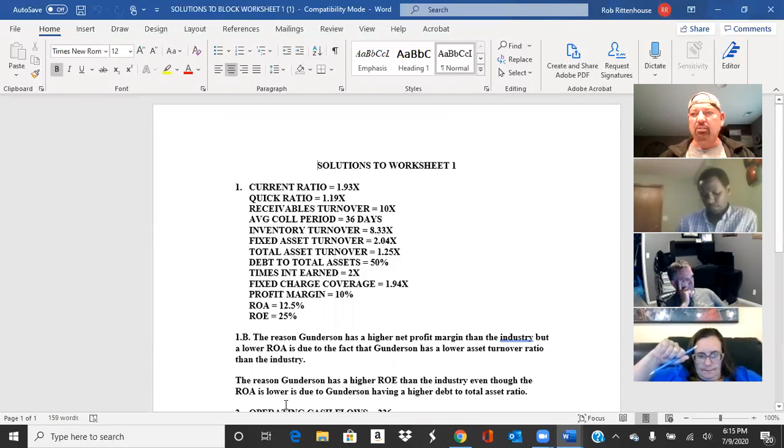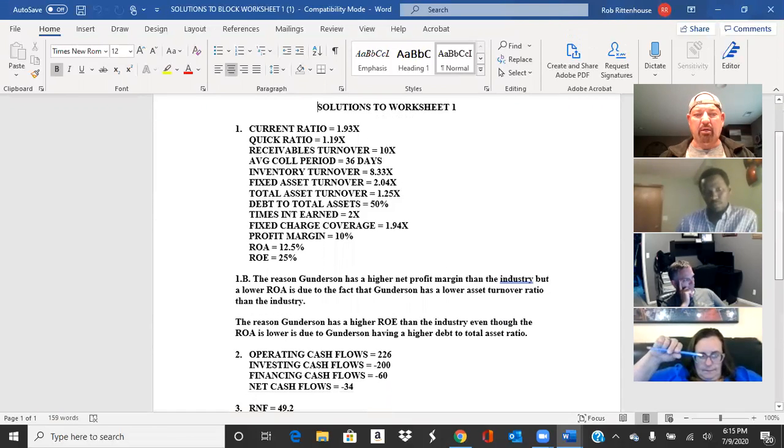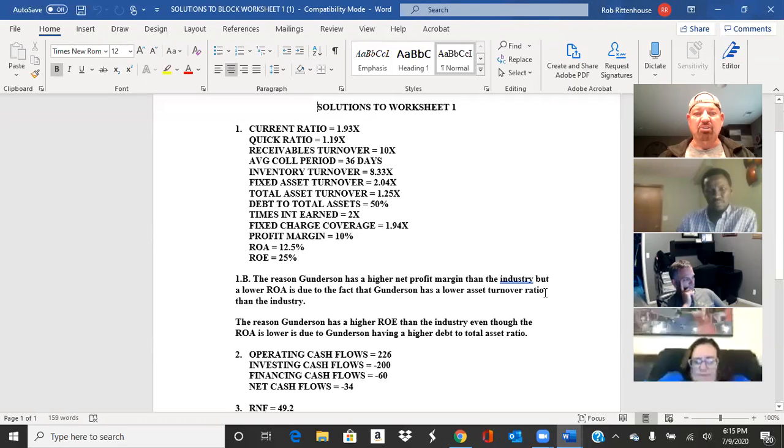And that's also explained here in the questions. Why did they have a lower return on assets, even though they had a higher profit margin? Because Gunderson had a lower asset turnover. Why did they have a higher return on equity, even though they had a lower return on assets? Because they had a higher debt to asset ratio.